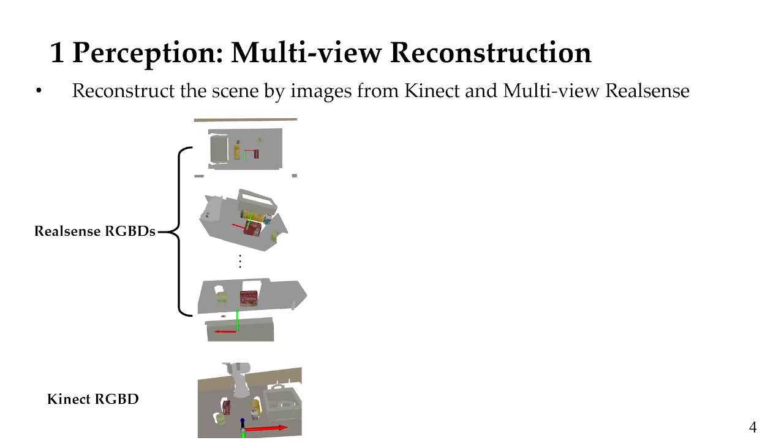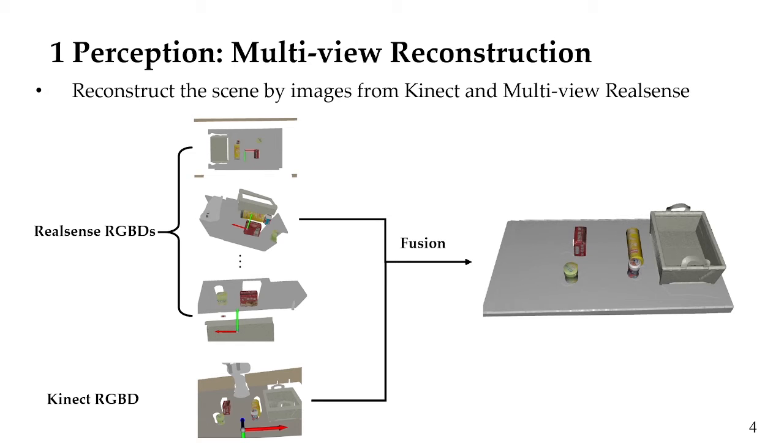About multi-view reconstruction, we get multiple RealSense outputs by moving the camera on the hand. Besides, we have a Kinect output. We fuse them by camera poses and get a full point cloud with color of the scene.